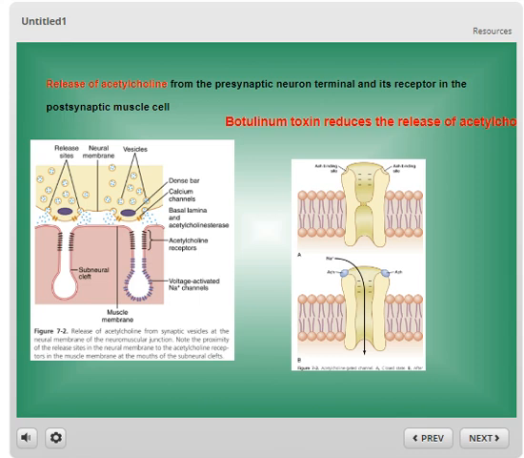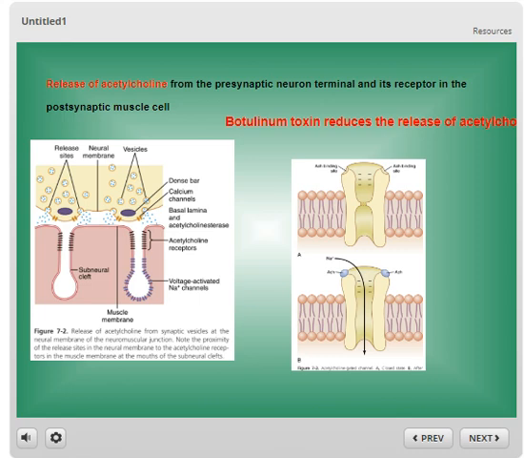In brief, the release of acetylcholine from the presynaptic neuron's terminal and its binding to receptors on the postsynaptic muscle cells is a critical step in neuromuscular transmission. This process facilitates the conversion of a neural signal into a mechanical response, enabling muscle contraction and movement.